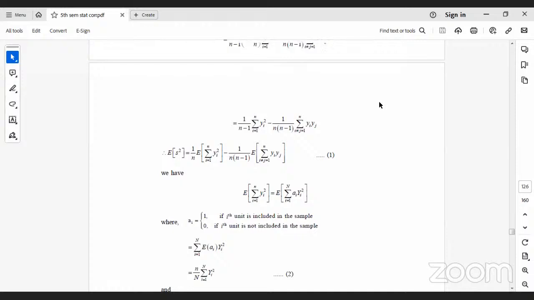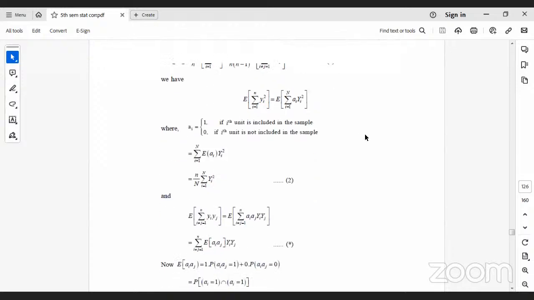And we have already told that ai is 1 if the ith unit is included in the sample, and 0 if the ith unit is not included in the sample. So summation of i equal to 1 to n, E(ai) yi². E(ai) is small n by capital N, summation of small n by capital N. Therefore capital E summation of i not equal to j, j equal to 1, yi yj, from the earlier equation, is summation of E(ai aj) yi yj. That is E(ai aj), where a equal to 1.